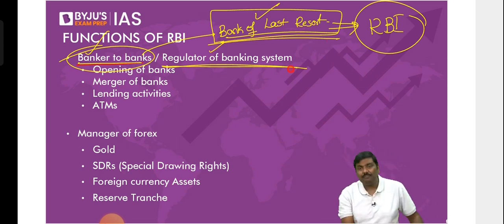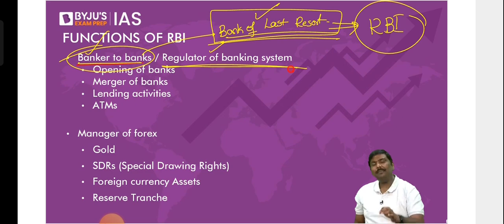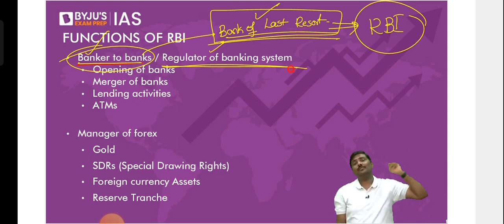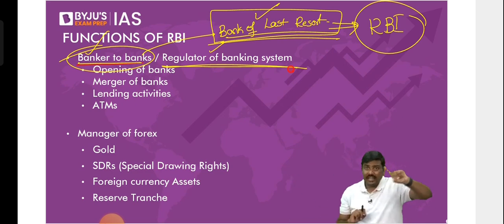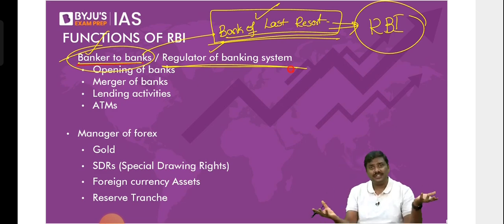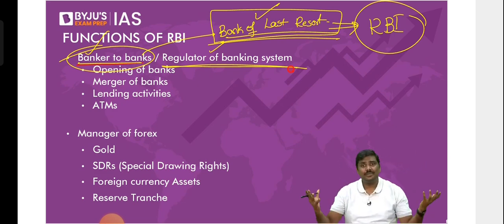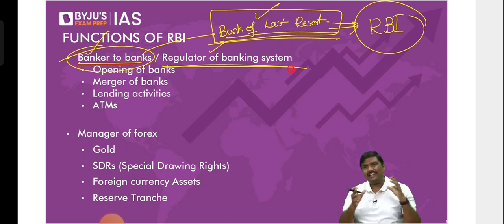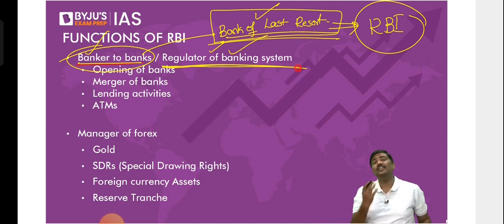Why is it referred to as the regulator of the banking sector? For anything to do in a bank, for example, imagine you want to start a bank, you'll have to take the permission of RBI. You want to acquire one more bank, take the permission of RBI. You want to open a number of branches, take the permission of RBI. You want to open ATMs, take the approval of RBI. So for any function related to the bank, RBI is the regulator, hence regulator of the banking sector.